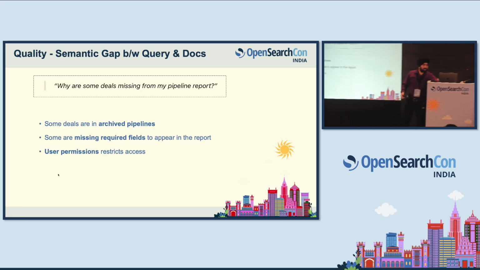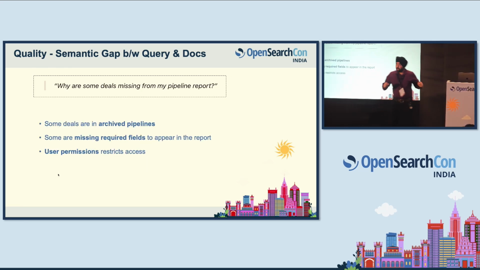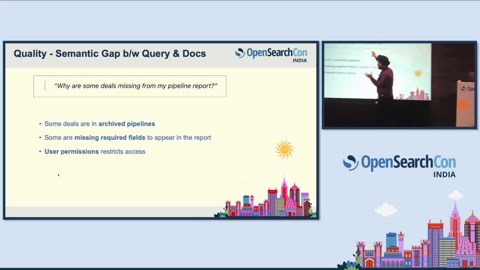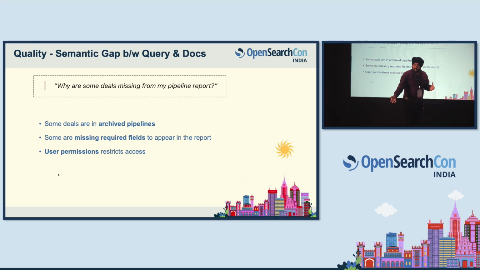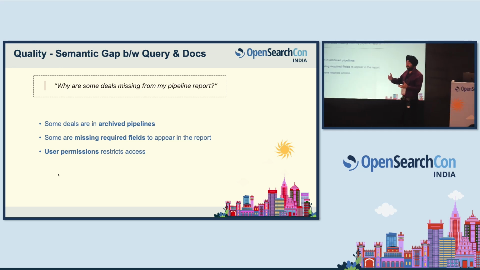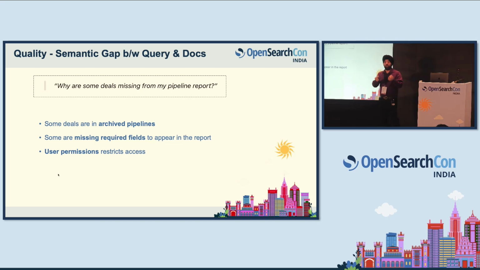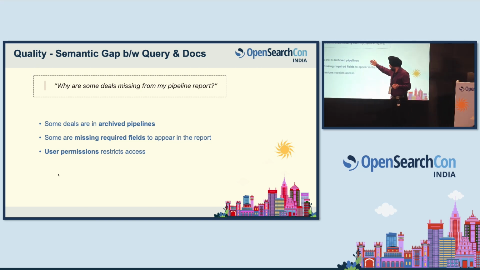Why? It's a poor answer because remember my query? It used keywords like pipeline, report, missing, deals. It matched them semantically with the information in the database and tried to pull out whatever irrelevant documents it could and gave me that answer. It missed important pieces. Look at this actual answer. Some deals could be missing because they are in archived pipelines. Some deals could be missing because they don't have the right fields to show up on a report. Some deals are missing because the user doesn't even have permissions to access those reports. So this is the right answer, but what it gave me is use filters. It's one part of the answer, but it's not the entire answer, right?